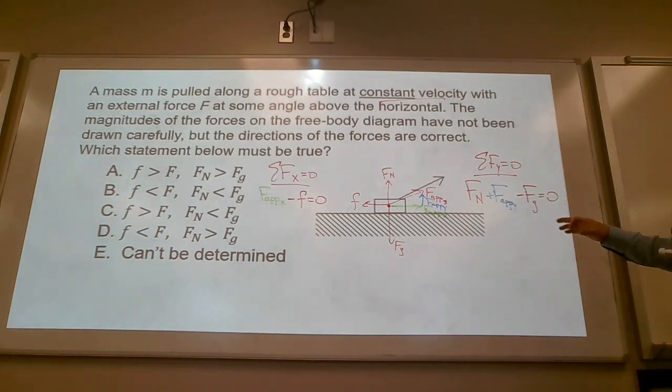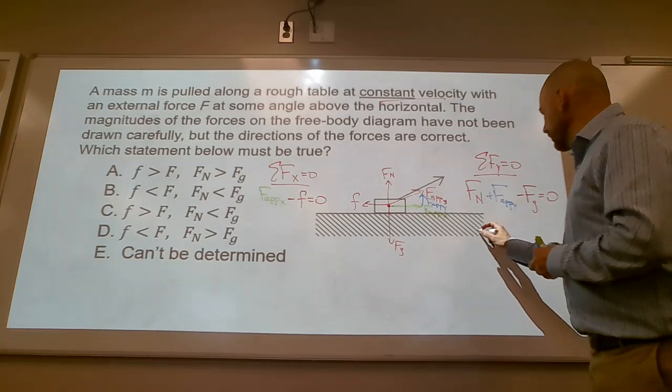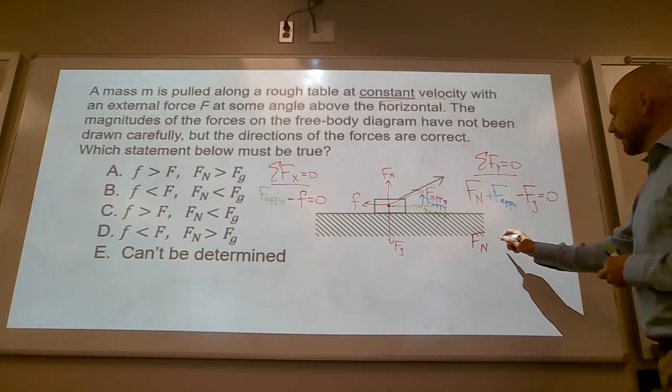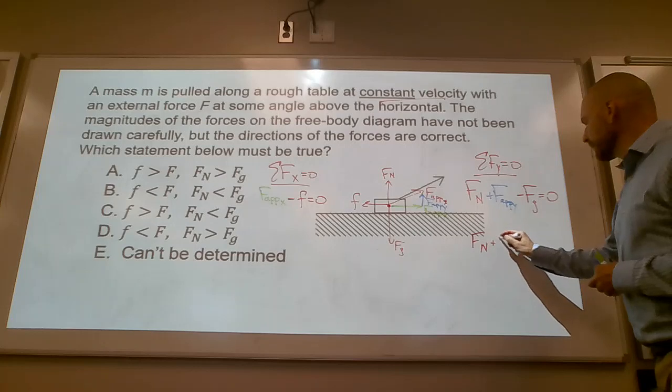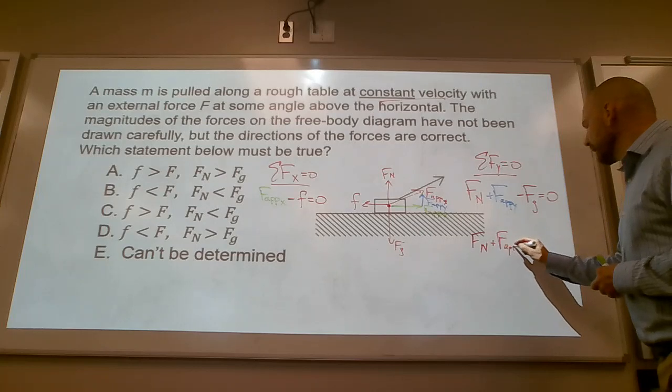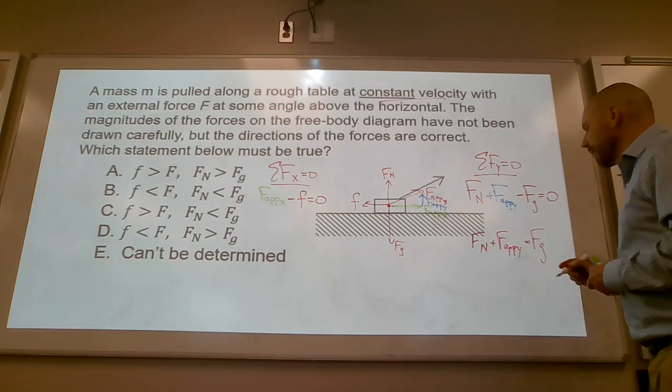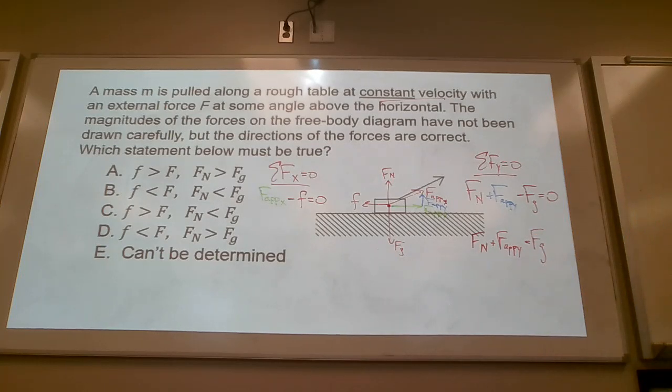Okay. So what we're having discussions about is in the y direction. One way you can do this is to put it all on one side, so that everything's positive. So you have normal force plus applied force in the y direction is equal to the force of gravity. So which one's bigger, normal force or gravity?